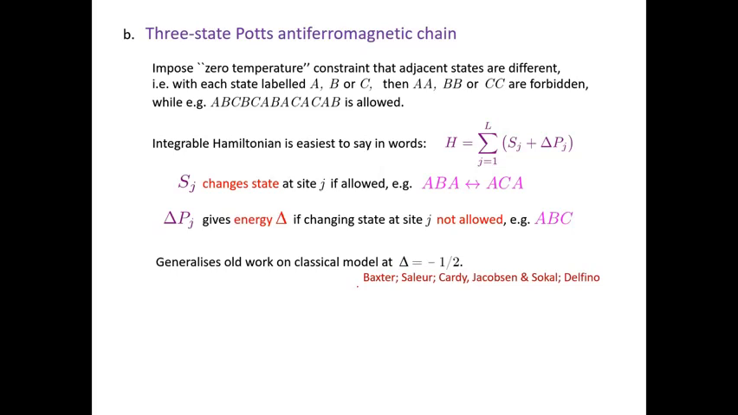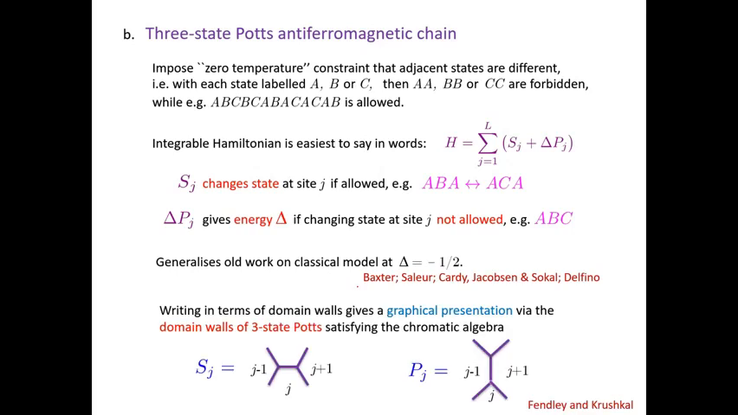So there's another example that maybe I'll flash. In the interest of time, I'll just flash through. You can write the three-state Potts chain, a three-state antiferromagnetic chain, so it's three states, which I'll call A, B, and C per site. So three states per site, but nearest neighbors that are the same are disallowed. So you don't allow those, you don't allow those, you don't allow those. And then there's a simple Hamiltonian, basically S just flips it, if it's allowed, without violating the rule that nearest neighbors have to be different. And then the other term gives an energy if you can't flip it. And this turns out to have a nice graphical interpretation in terms of the domain walls.